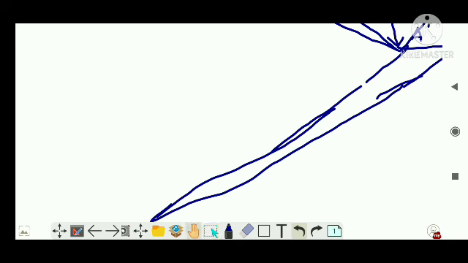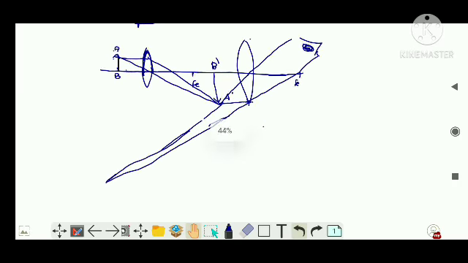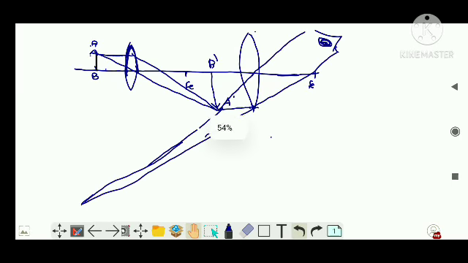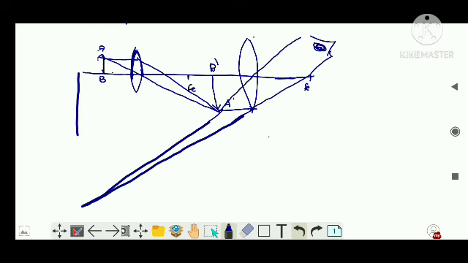Just to make you see the entire image, even if the line doesn't look straight, I meant to make it look straight. If you want, I can rub this and try to make it straight, but I'm sure it will not be straight. The image will be very large. Clear? And this is A double dash, this is B double dash. So this much is clear, I hope.